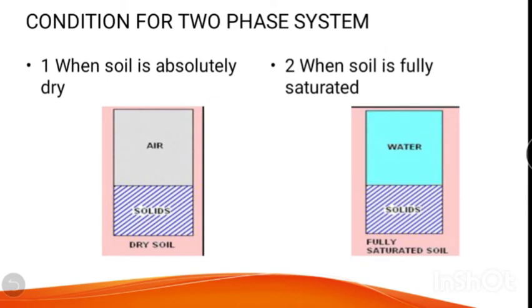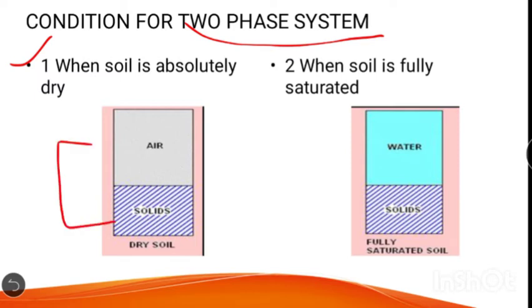Now moving further, soil is generally called a three-phase system, but there are two conditions in which it is known as a two-phase system. The first condition is when the soil is dry. Dry means there is no water in it. Water is absent, so only two constituents remain. That is why it is known as the two-phase system. The water has somehow evaporated.